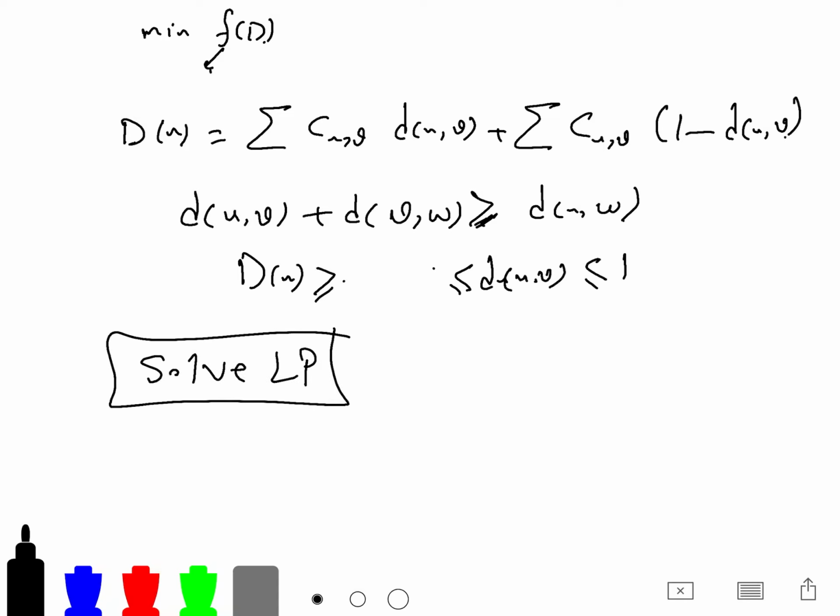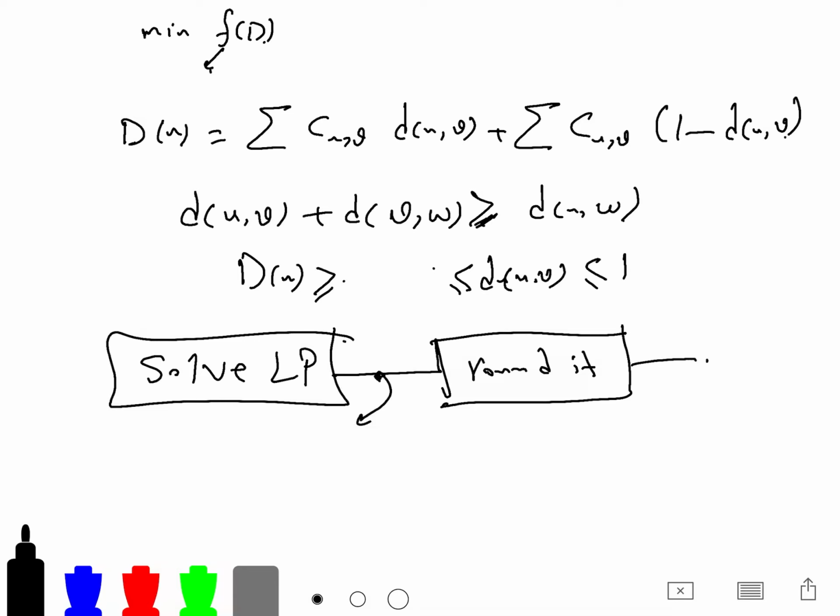So you solve the LP and then you round it. You could round it deterministically, or we could round it probabilistically, like we do in randomized rounding. An example of randomized rounding is the CKR algorithm.